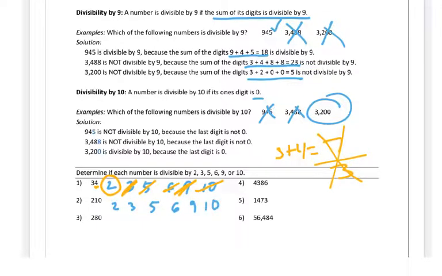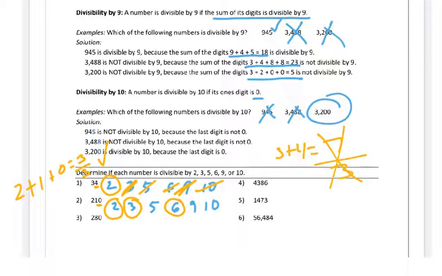So, is 210 divisible by 2? Well, if it ends in a 0, 2, 4, 6, or 8, it is, so that is. Is it divisible by 3? Well, 2 plus 1 plus 0 is 3, and because the sum of the digits is divisible by 3, so is the number. So again, all I'm doing here is 2 plus 1 plus 0 gives me 3, and because 3 is divisible by 3, the number is divisible by 3. So 3 works. By the way, if 2 and 3 both work, then 6 works.